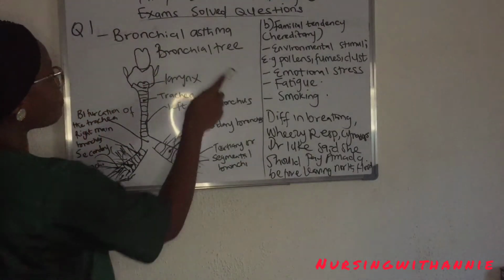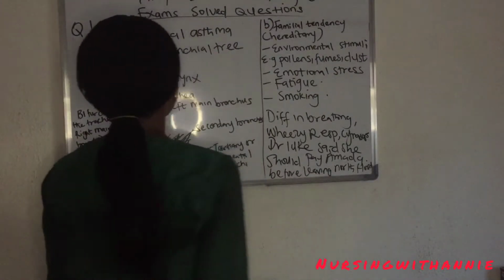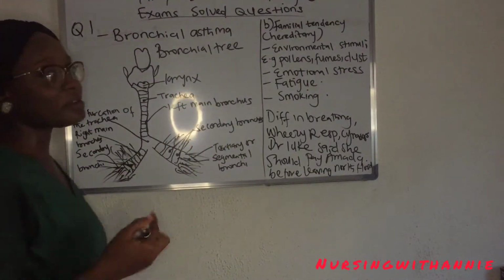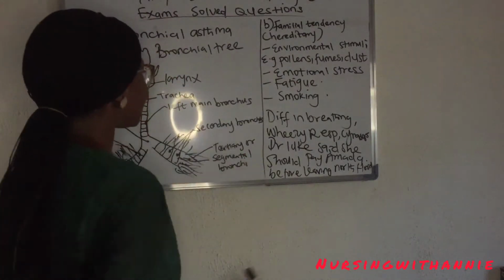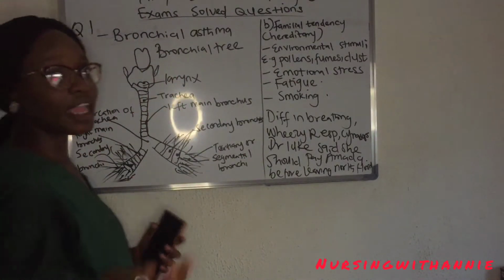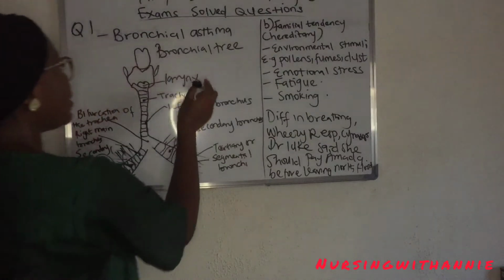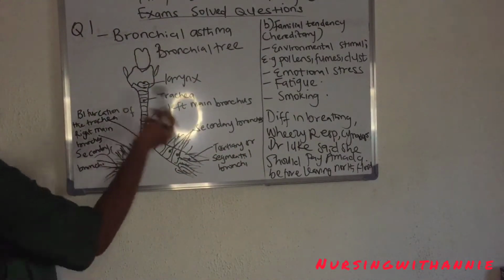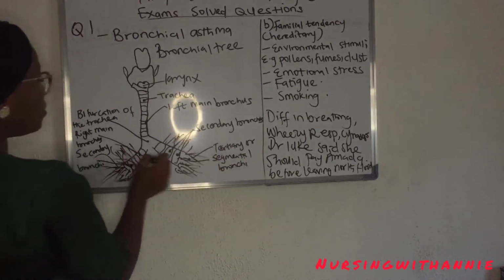So this is like the sketch. Forgive my drawing. I'm not a good artist. In nursing, you don't try to be a good artist. You just sketch and you label properly to get your mark. So this is like the label. We have the bronchial tree. This is the bronchial tree in form of a tree, the way a tree is with the roots.